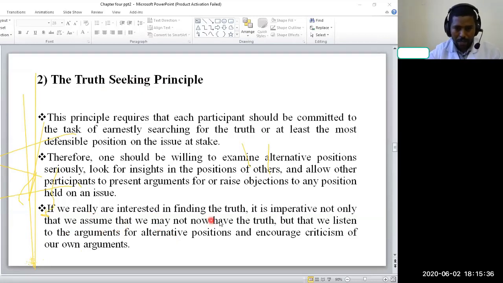If we really are interested in finding the truth, and this is a very powerful expression, it is imperative not only that we assume that we may not have the truth, but that we listen to the arguments of the alternative position and encourage criticism of our own arguments. If we have genuine arguments and evidence, we cannot be afraid of any criticism at all, by any means.